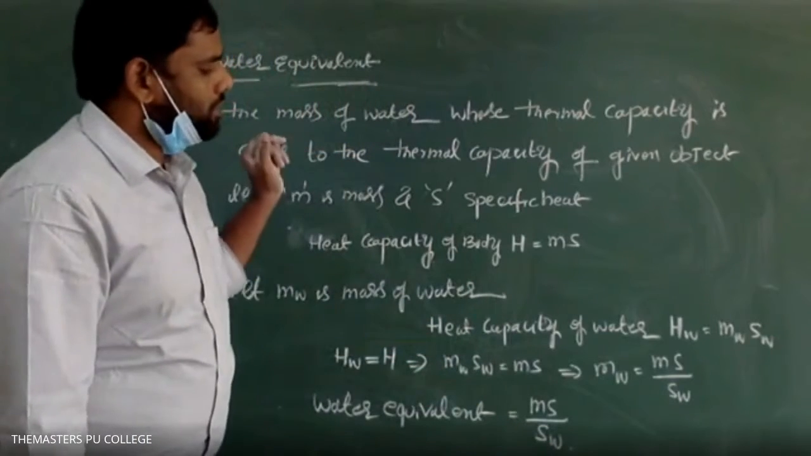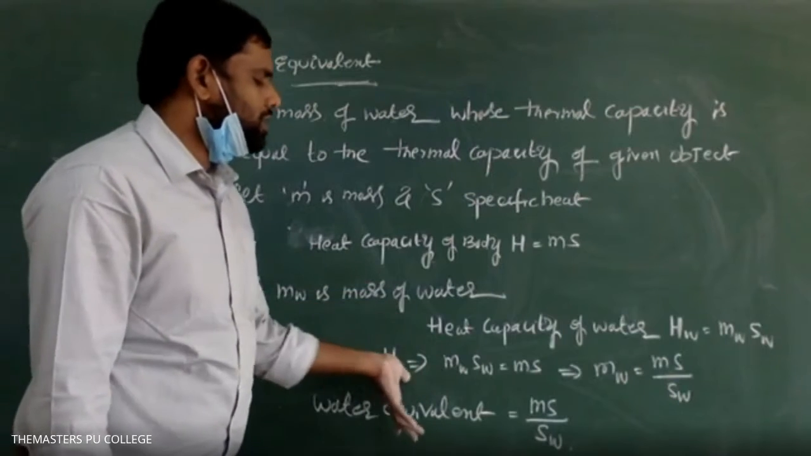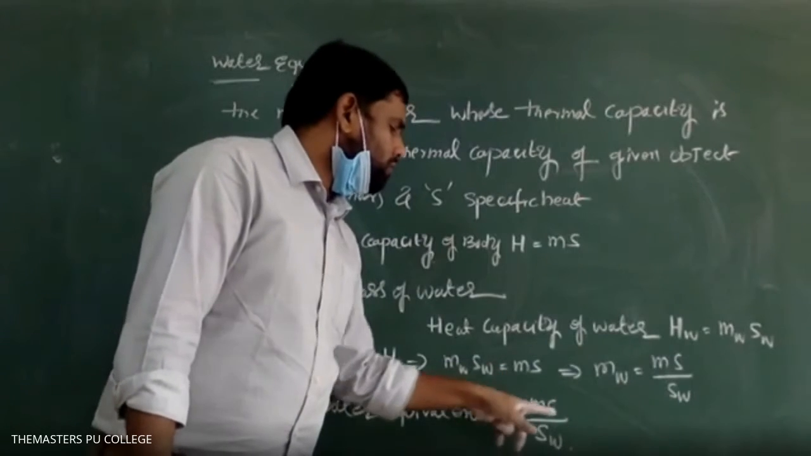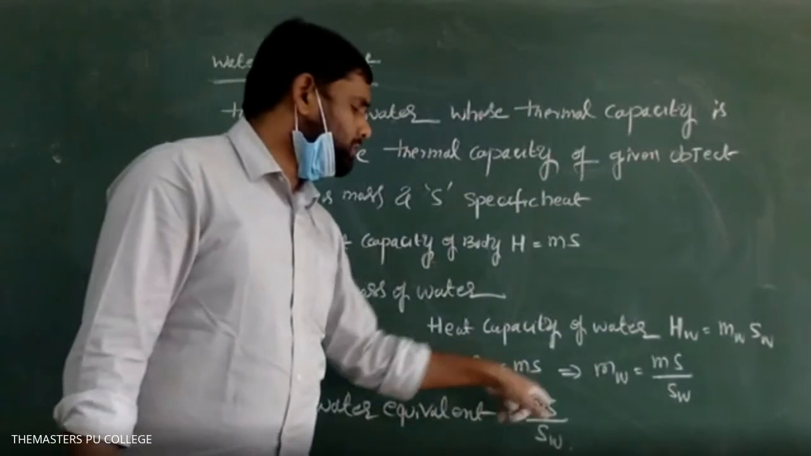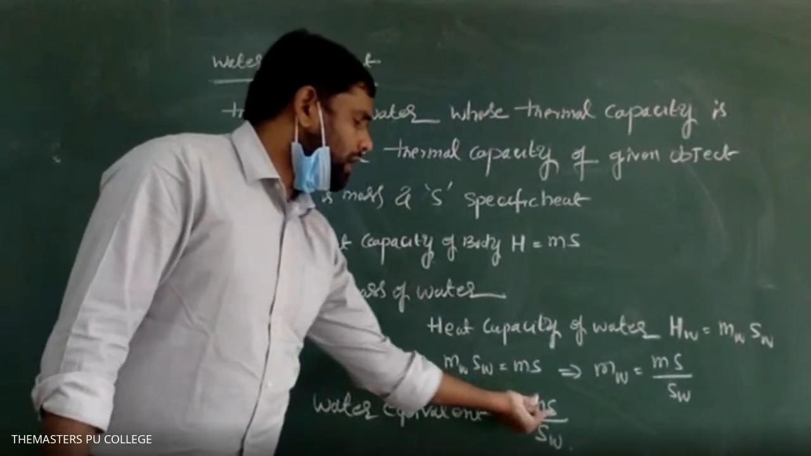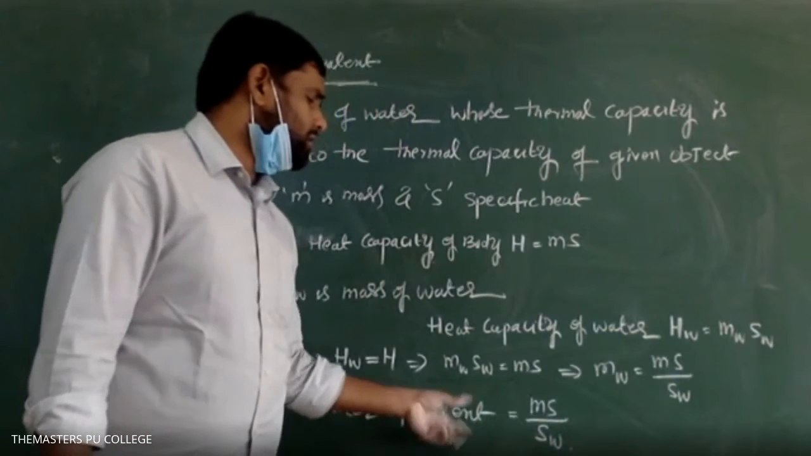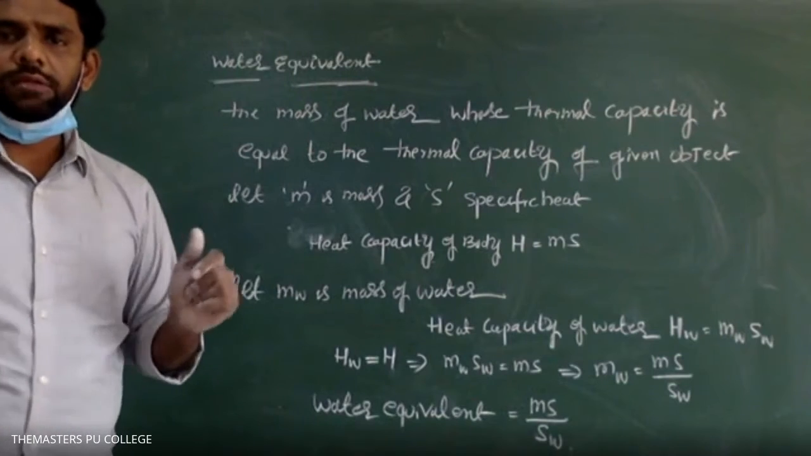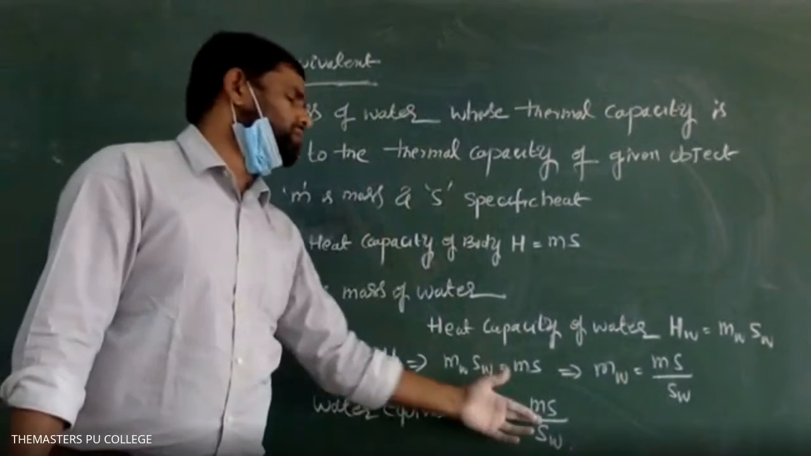Why will water equivalent be given? Instead of giving the data directly, water equivalent is given, because the specific heat of water is a standard value. We can know the thermal capacity of the given object. Instead of giving mass and specific heat, sometimes they may give water equivalent. By using water equivalent, we can calculate the product of m and s, knowing that the specific heat of water is a standard, 1 calorie per gram centigrade. That is the reason why water equivalent will be given.